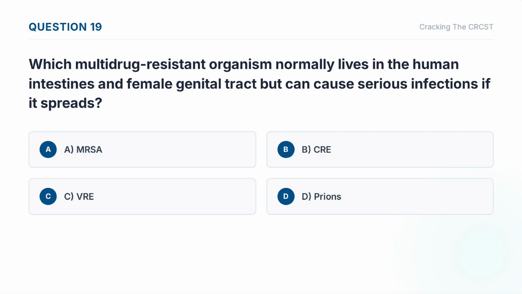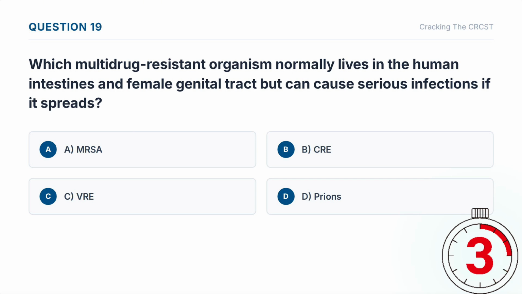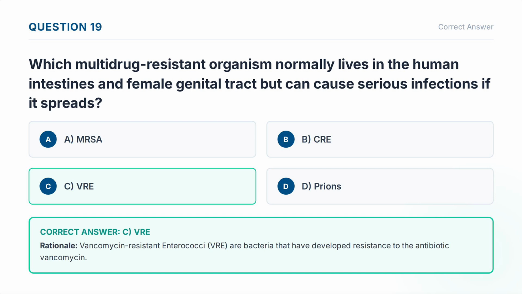Question 19. Which multi-drug-resistant organism normally lives in the human intestines and female genital tract, but can cause serious infection if it spreads? A. MRSA, B. CRE, C. VRE, D. Prions. Correct answer, C. VRE. Rationale, vancomycin-resistant enterococci, VRE, are bacteria that have developed resistance to the antibiotic vancomycin.